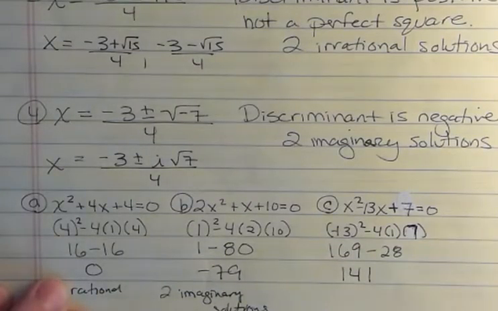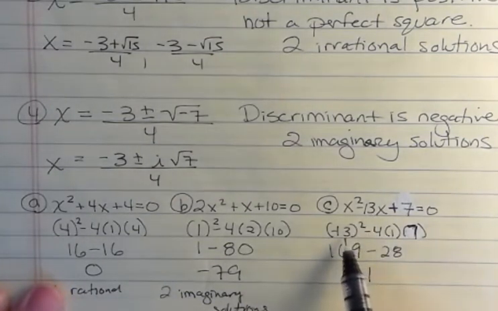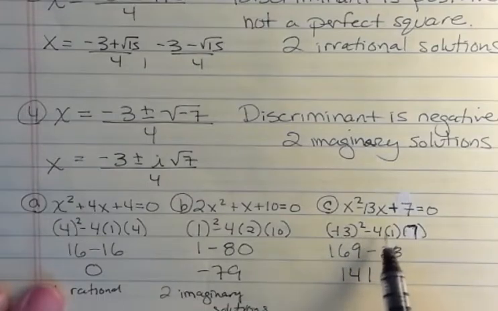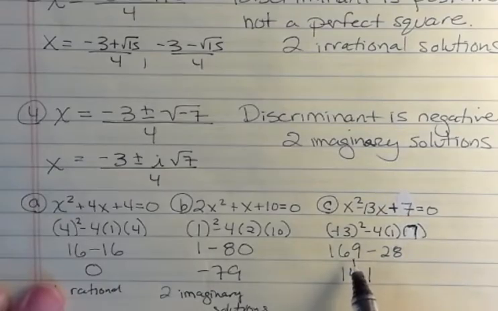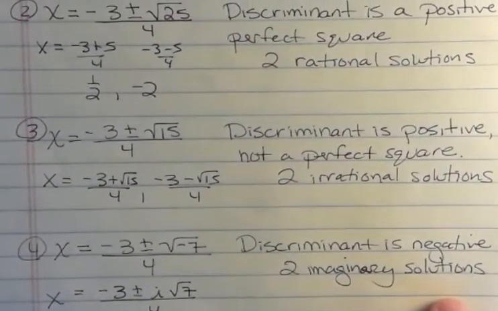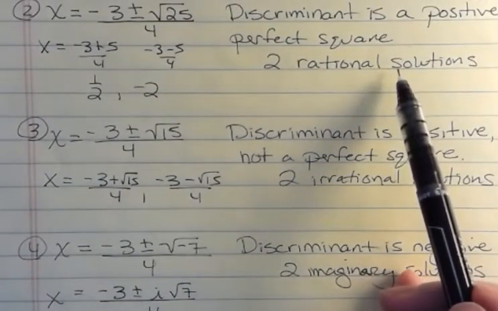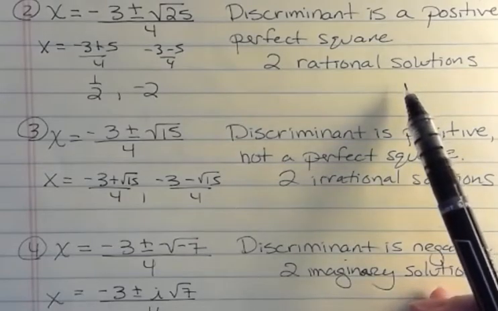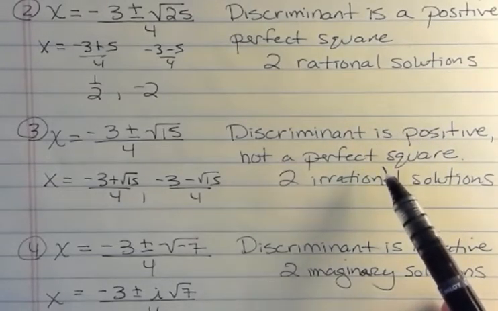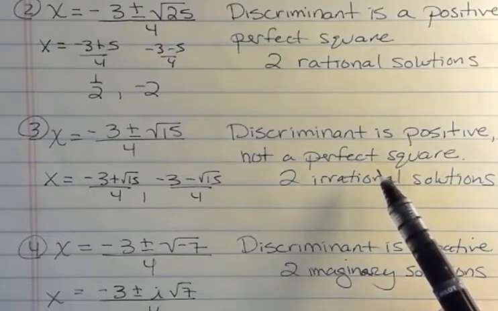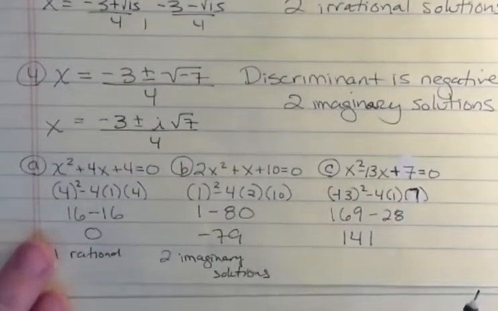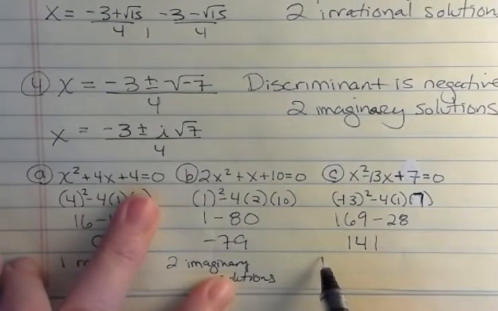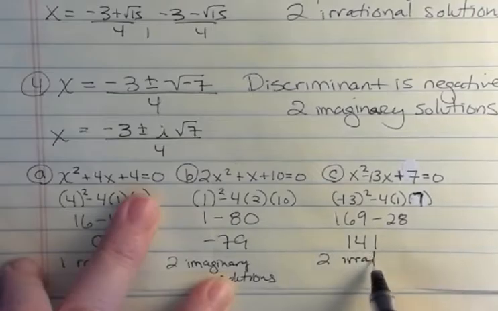For the last one, negative 13 is my b, so negative 13 squared minus 4 times a, which is 1, times c, which is 7. 169 minus 28 is 141. Whoops, where am I pointing here? Right here. The discriminant is positive, but it's not a perfect square. Since it's not a perfect square, I'm going to be left with a radical in my answer. That's how I know that with 141 being the discriminant, I'm going to get 2 irrational solutions.